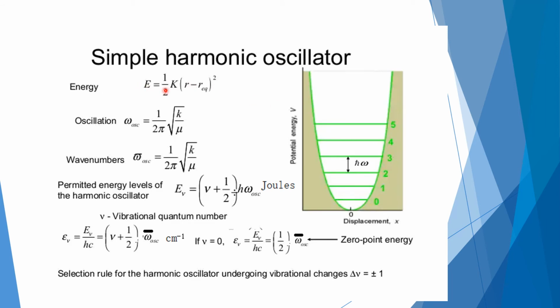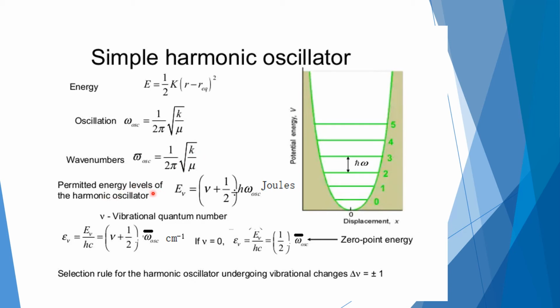So we have already mentioned that the energy E is equal to half k (R minus R equilibrium) the whole square, and the oscillation omega is equal to 1 by 2 pi root k by mu. When it is converted into wave number, in centimeter inverse, we can see that omega bar oscillation is equal to 1 by 2 pi c root k by mu.